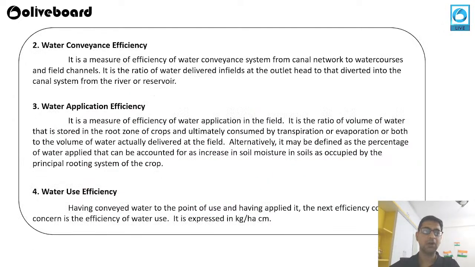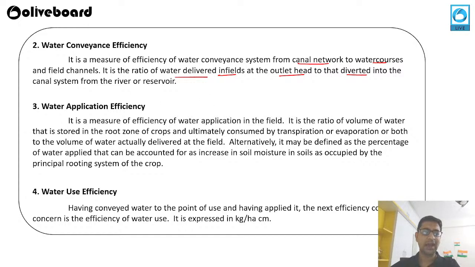Now, water conveyance efficiency. It is a measure of the efficiency of the water conveyance system from canal networks to water courses and field channels. So it is related to how we are transferring the water from one place to another. Here we have talked about the canal networks. It is the ratio of water delivered to the fields at the outlet heads to that diverted into the canal system from the river or reservoir. So how much water is coming out of the water resources and how much is going to the field. These are the water conveyance efficiencies that we are talking about.